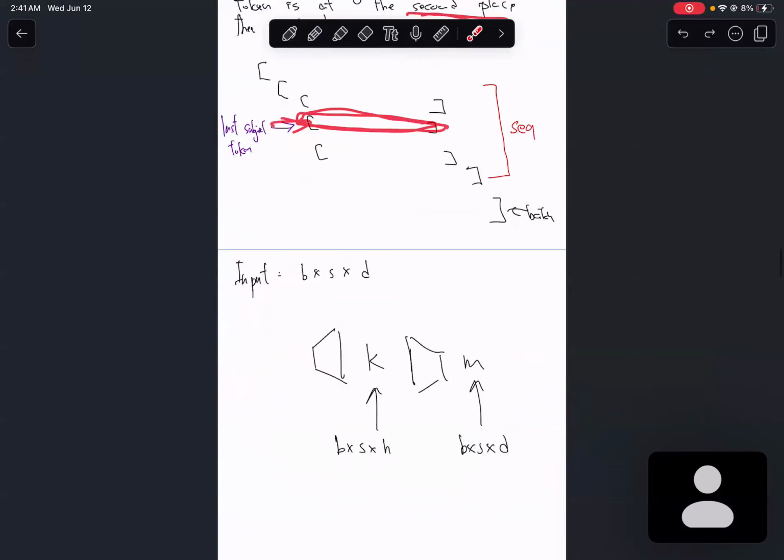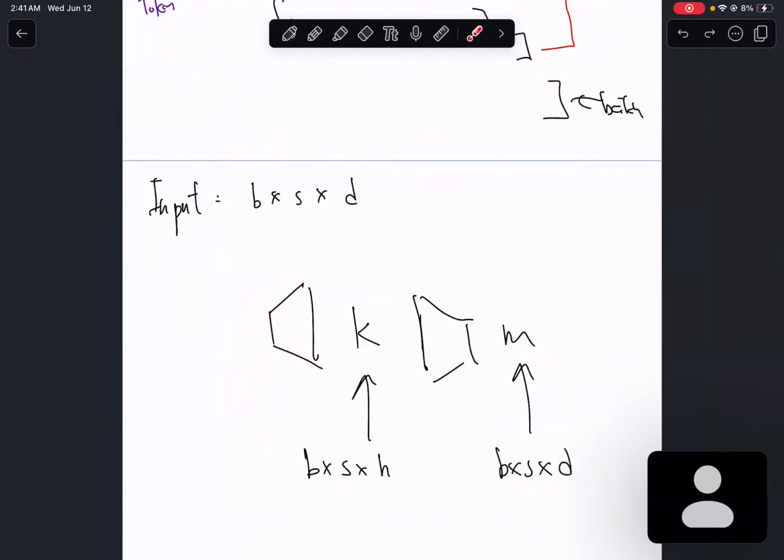So as you can see over here, the input is B cross S cross D, D as the embedding factor, size of the embedding factor. This is the W in, this is the W out, and then the K over here will be batch times sequence times H, whatever this one is set to be. And then when I spit it out, it will be B times S times D.